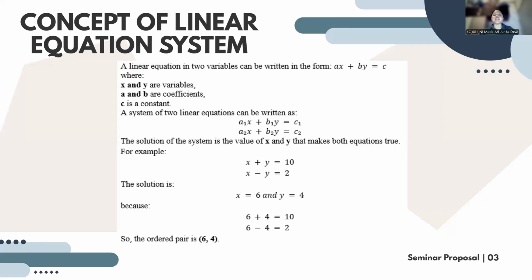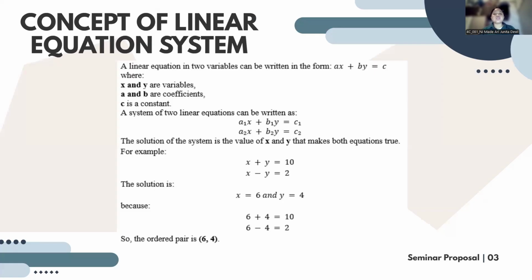A system of linear equations usually contains two equations. For example, x + y = 10 and x - y = 2. The question is, what are the values of x and y? What do you think? The solution is x = 6 and y = 4.